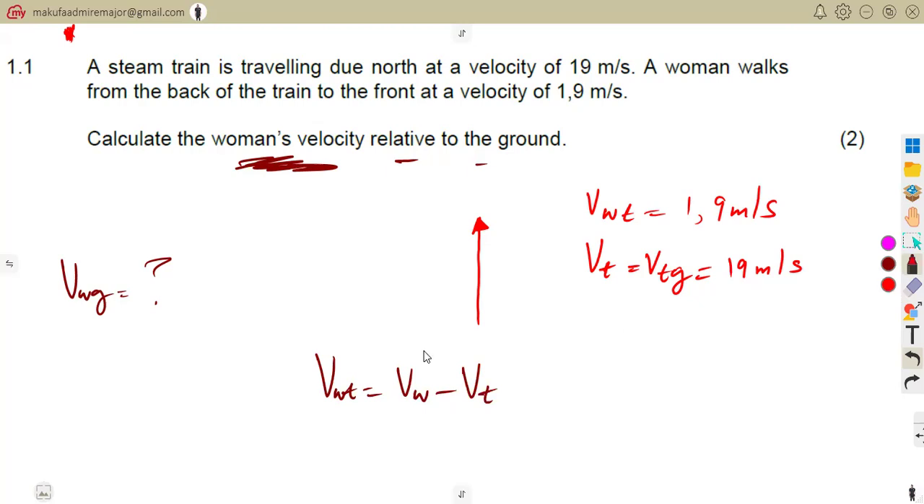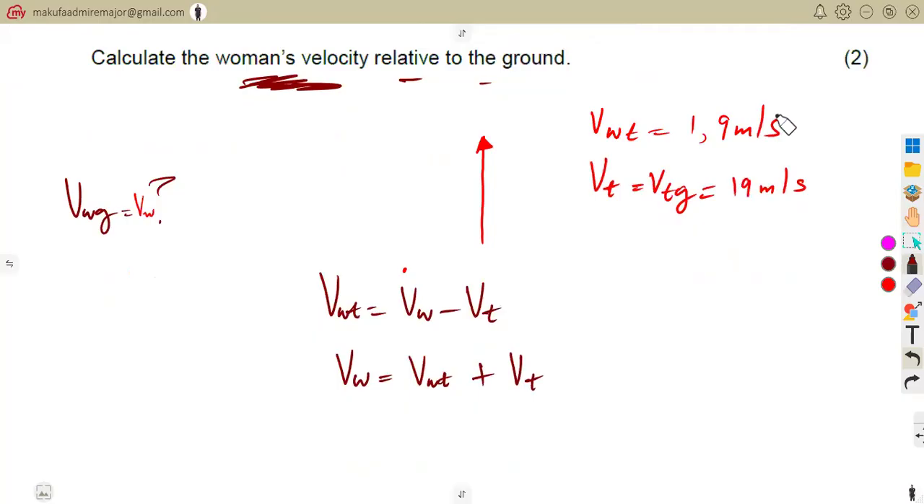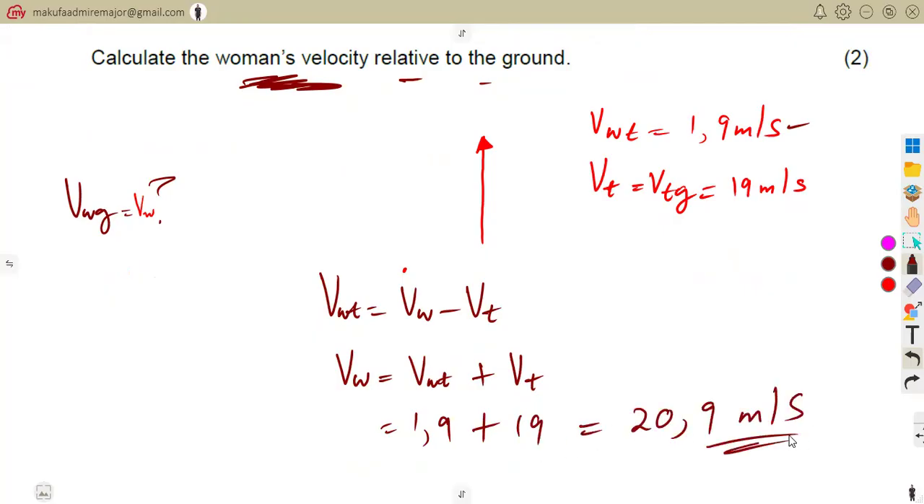V_W minus V_T for V_WT. Okay, then we can find V_W by moving this to the other side. So the woman with respect to the ground is going to be V_WT plus V_T, which is 1.9 plus 19. So that will be 20.9 meters per second.